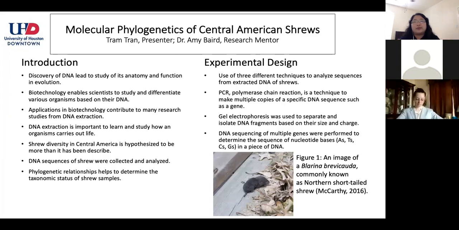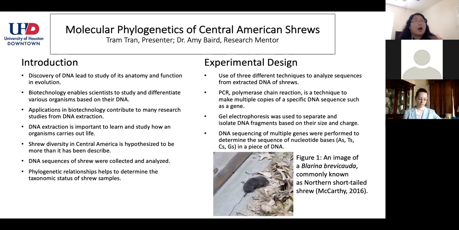At the moment, I'm currently assisting Dr. Baird to understand shrews in the region of Central America and how there's more diversity of this species than has been described. The research comprised three main techniques: PCR, gel electrophoresis, and DNA sequencing to analyze sequences of DNA that were extracted from shrews.